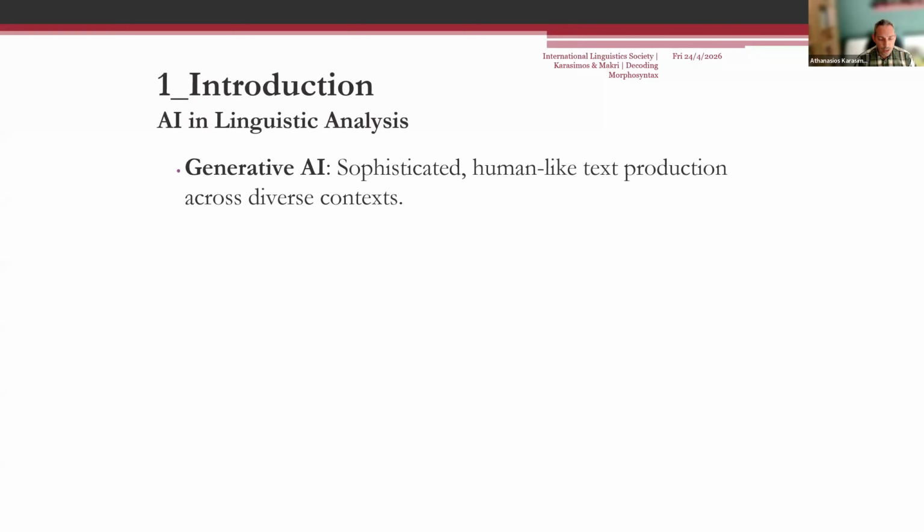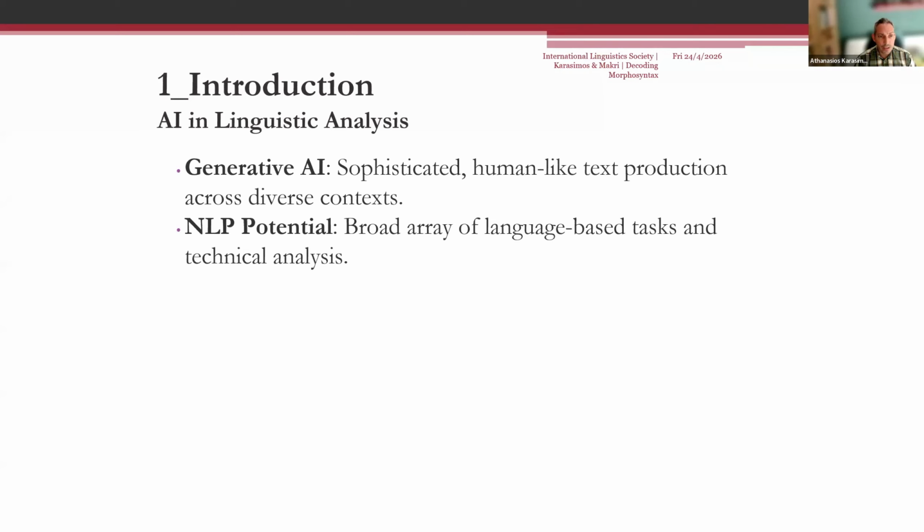So first of all, why try to use AI in linguistic analysis? Basically speaking, it is in the area of generative AI, which is a sophisticated tool, a decoder that creates human-like text across diverse contexts. Also, we include the LLMs as part of the natural language process potential because during this kind of training process, a broad array of language-based tasks and technical analysis are included in the pre-trained data, which is crucial for their better performance.